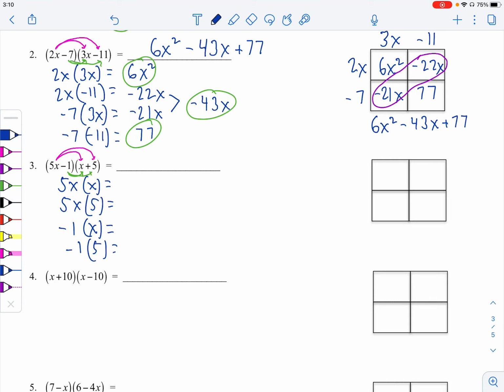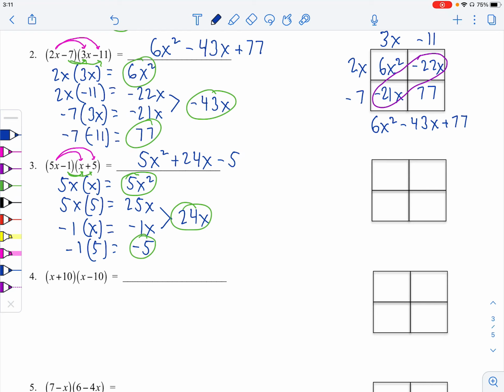Then when we multiply, right? 5 by itself, 2 x's, so x squared. And then we have 5 times 5, 25 with 1x. Then negative 1x. And then negative 5. Again, our middle terms are going to combine. Right? So 25 minus 1, 24. So 24x. And those are our terms right there. And then we write that out. So highest power goes first. So 5x squared, then positive 24, so plus 24x, and then negative 5, so minus 5.